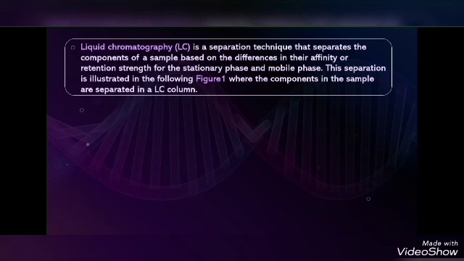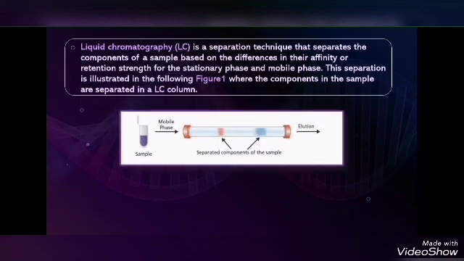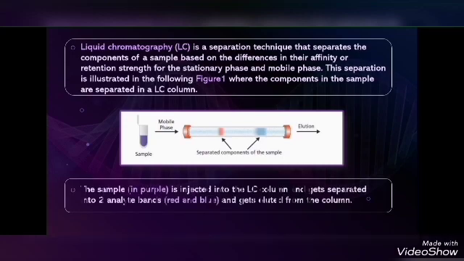Liquid chromatography (LC) is a separation technique that separates the components of a sample based on the differences in their affinity or retention strengths for the stationary phase and the mobile phase. This separation is illustrated in the following Figure 1, where the components in the sample are separated in an LC column. Sample in purple is injected into the LC column and gets separated into two analyte bands, red and blue, and gets eluted from the column.